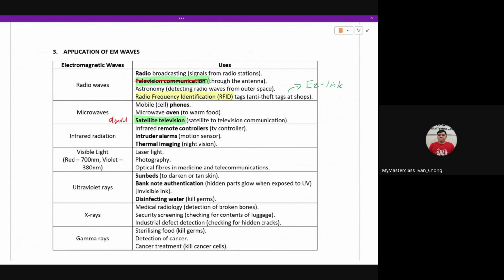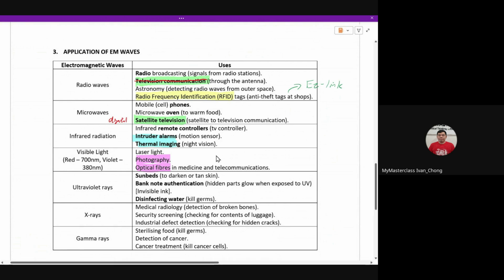For infrared radiation itself, you can see thermal imaging, and you can also use motion sensors. So sometimes in school, right, some of the toilets, they are actually motion sensors. So sometimes if you take too long and you never move around, basically sometimes the light will shut down, right? So what you want to do is actually just move about, increase your body temperature, and then the sensors should be able to detect you again. Then for your visible light itself, you just need to say photography, your optical fibers, and your laser light, and so on and so forth.